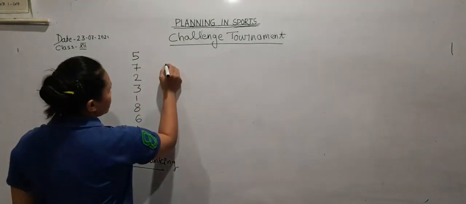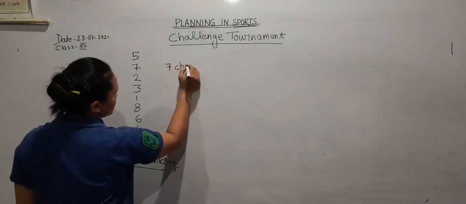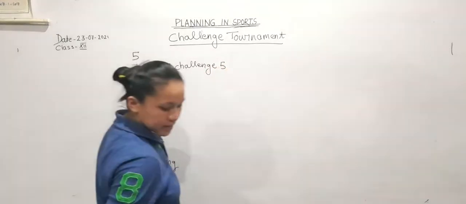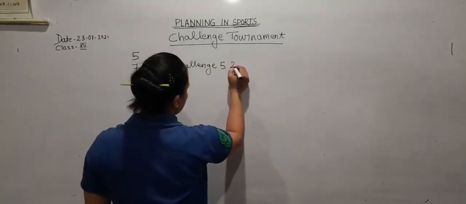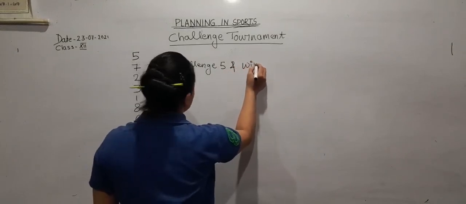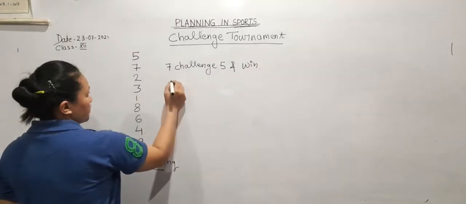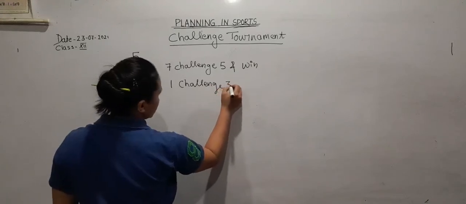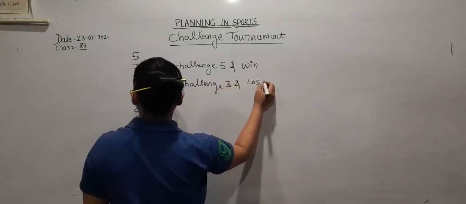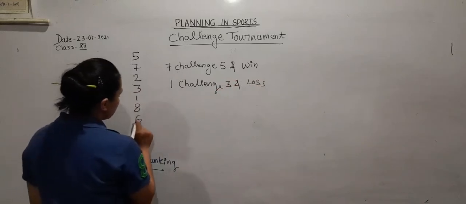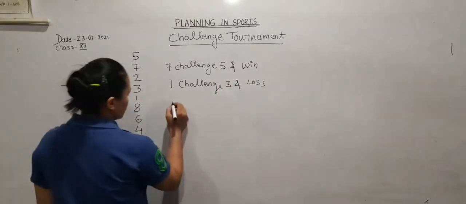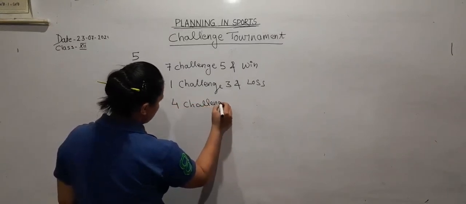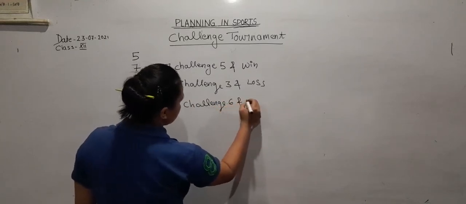Let 7 challenge 5 and win. 1 challenges 3 and loses. Same, 4 challenges 6 and wins.